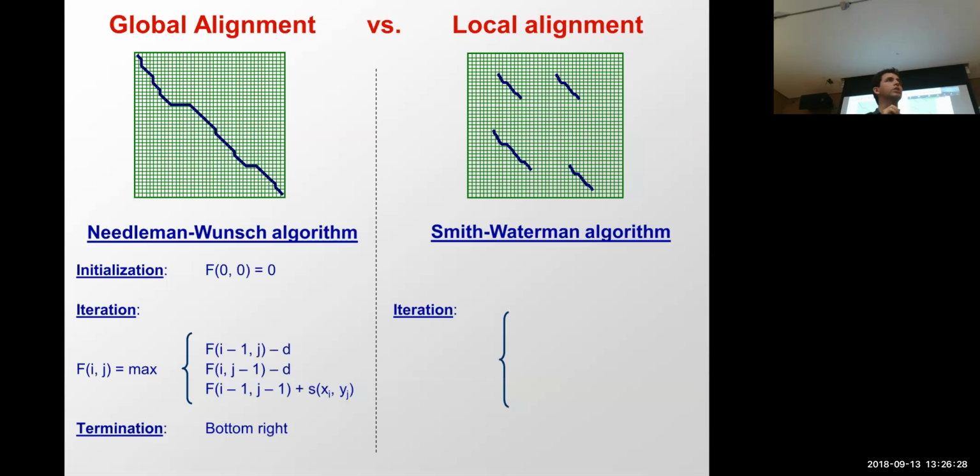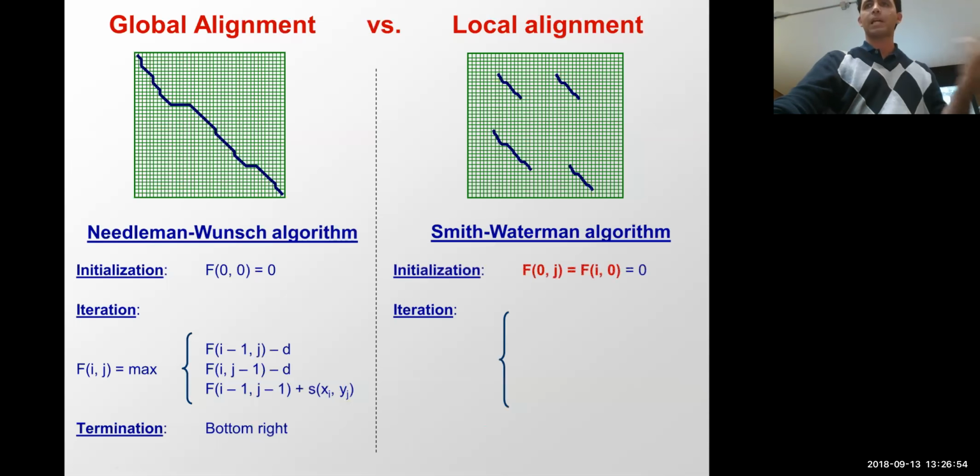So Needleman-Wunsch had initialization at the top left. Where do I initialize now? Anywhere. Needleman-Wunsch had termination at the bottom right. Where do I terminate now? Anywhere. And then the iteration had only 3 options. What options do I have now? Yeah, I could just restart anywhere.